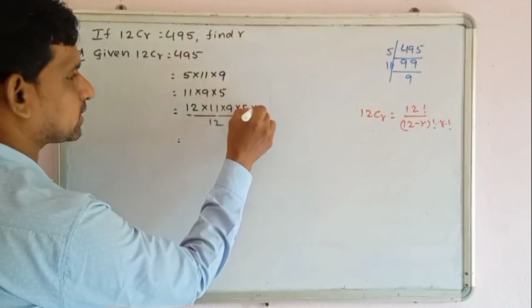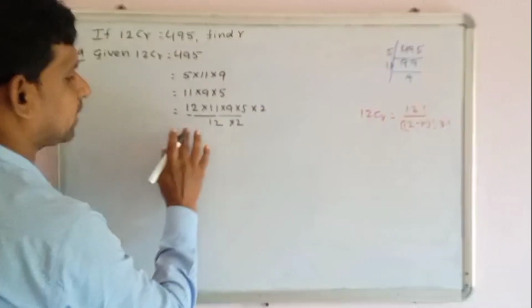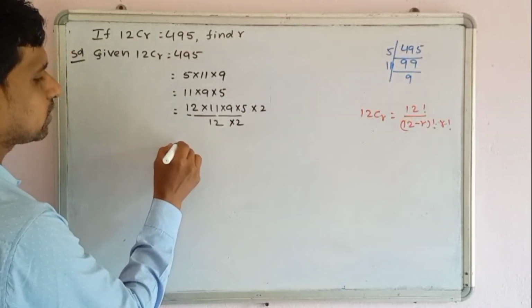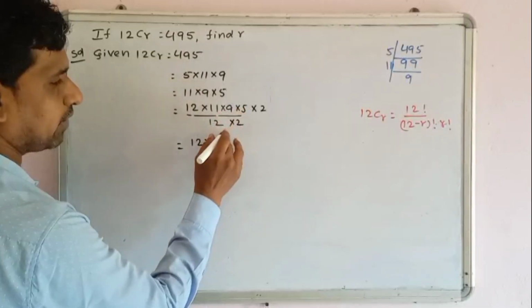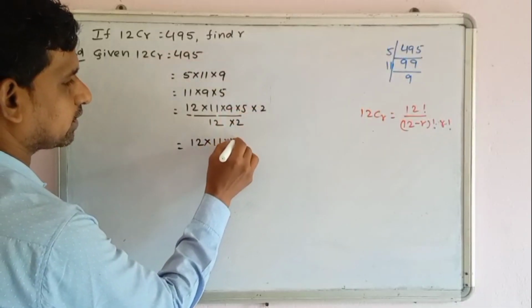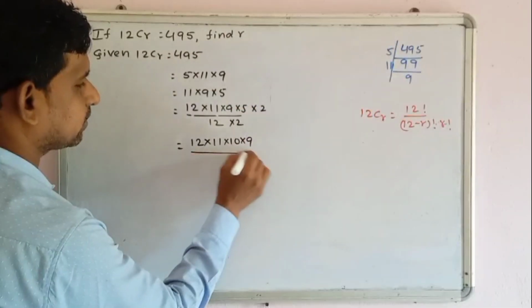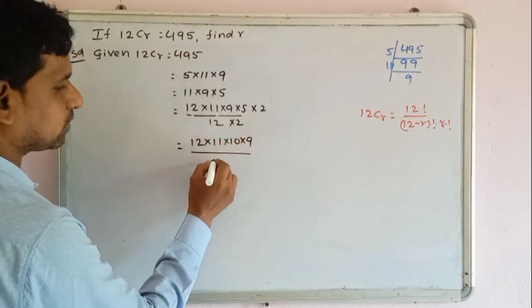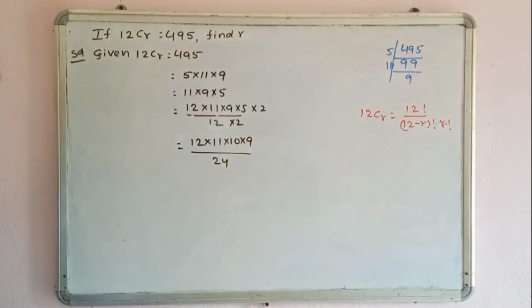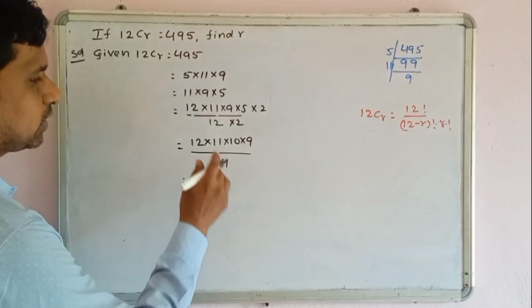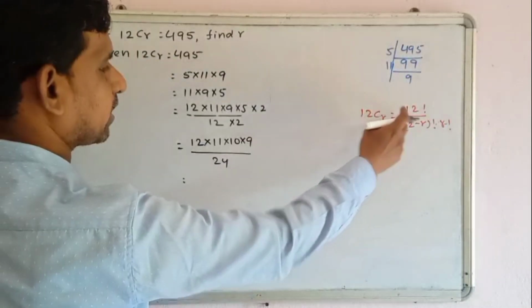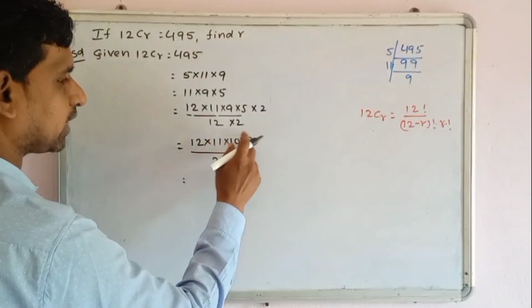ఇంకొక 2 తో కూడా మల్టిప్లై చేసింది. Okay, now see, 12 into 9 into 11 into 5 2s are 10. 10 into 9, okay, 12 into 2 is 24. Okay, so now చూడండి ఇప్పుడు ఫ్యాక్టోరియల్ రావాలి. ఫ్యాక్టోరియల్ సో 12 into 11 into 10 into 9.